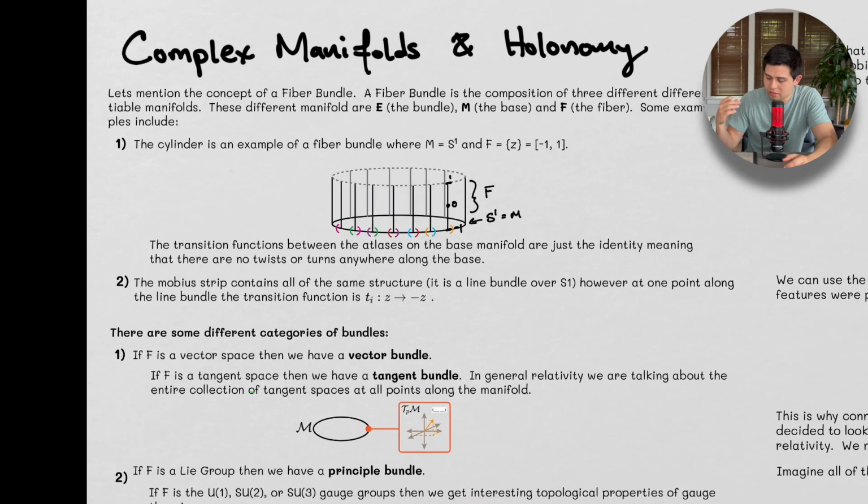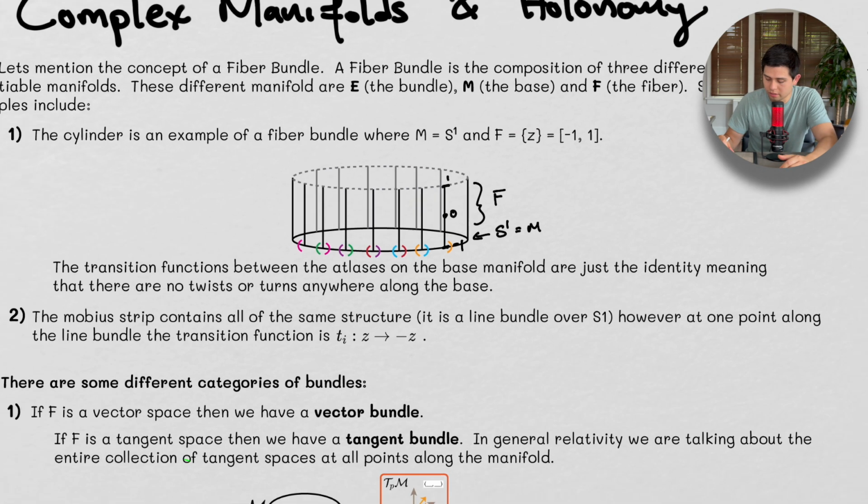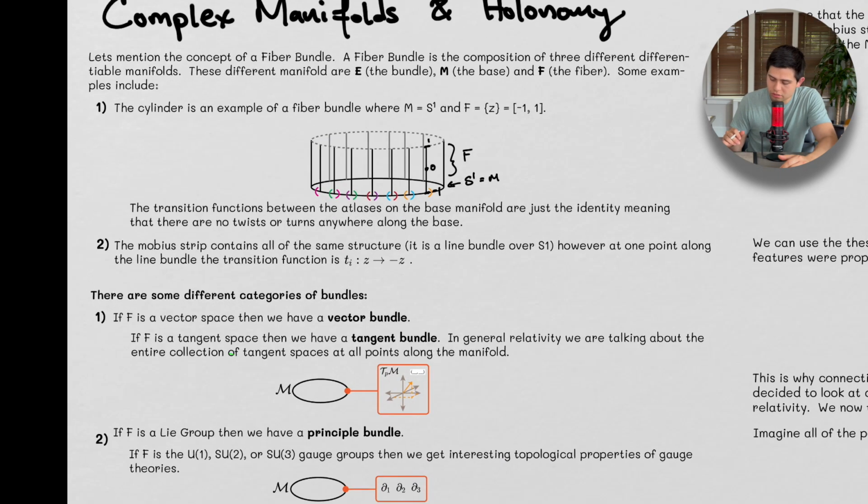Okay, it doesn't necessarily have to be -1 to 1. It can be 1 to 2. It can be 2 to 10. Whatever. The point is that we've defined a manifold F inside of another manifold M. The transition functions between the atlases on the base manifold M are just the identity, meaning that there's no twists or turns anywhere along the base.